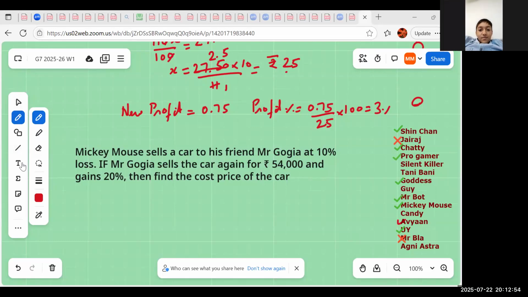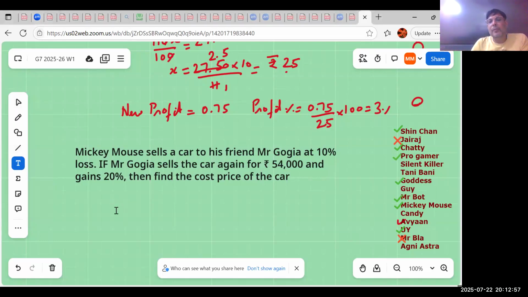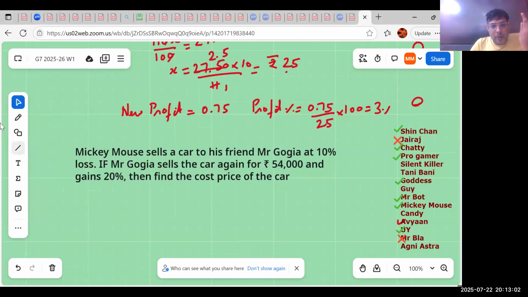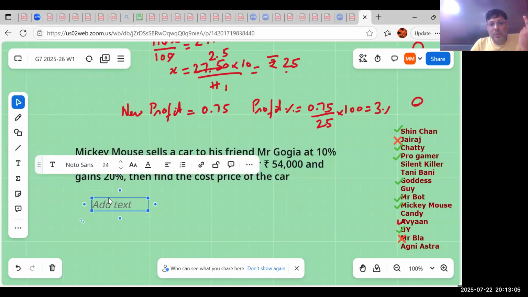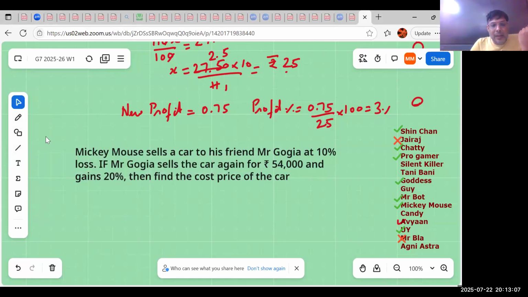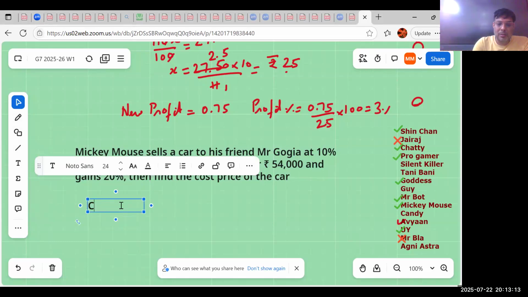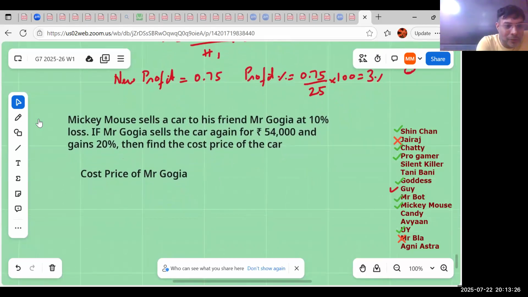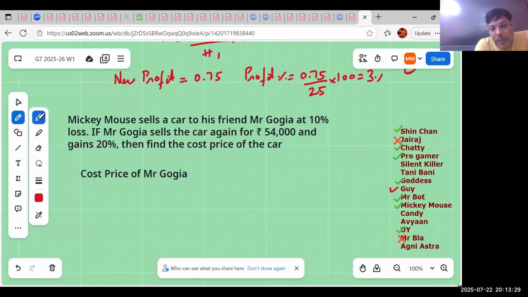So look here. Mr. Gogia sells the car again for 54,000. Now guys, I don't know anything about Mickey Mouse: what price he purchased, what price he sold. But I can definitely find the cost price of Mr. Gogia. You have to say Mr. Gogia like this, then only it's valid, otherwise it's not valid. So, what will be the cost price of Mr. Gogia? Let it be X.